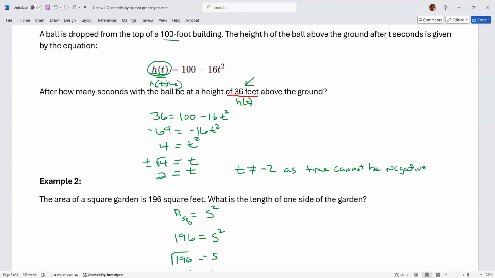Well, this becomes a very simple quadratic equation to solve using the square root property. Subtract 100 from both sides gives me negative 64. That's a 4 on the right. Minus 16t. Divide both sides by negative 16 gives me t squared is equal to a 4. Take the square roots of both sides gives me t is equal to plus or minus 2. But this represents time. So in the context of this problem, you can't have negative time. So the only answer that will make any sense is a positive 2. It will take 2 seconds for that ball to reach a height of 36 feet when dropped from 100.